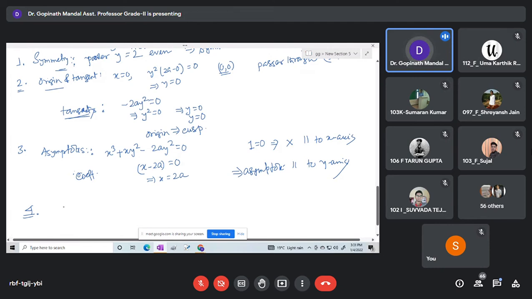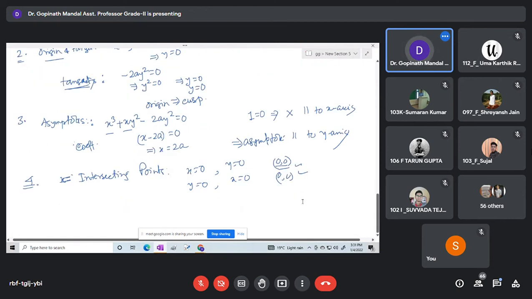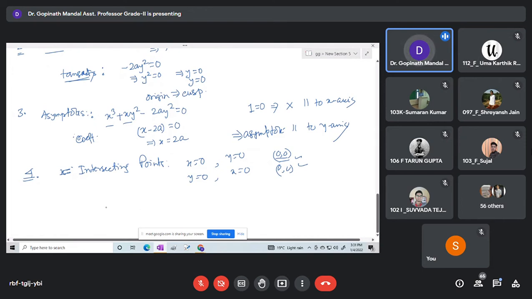Fourth, to find the intersecting points. First put x equal to 0. We find y equal to 0. So the intersecting point is 0, 0. And put y equal to 0, then x also 0. So in both the cases, x-axis and y-axis, it cuts through the point 0, 0.